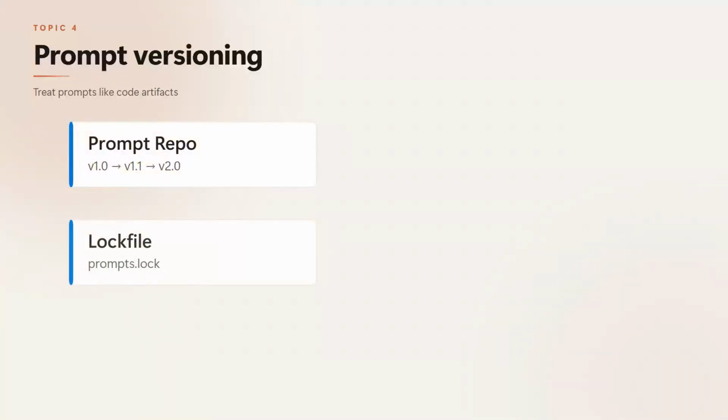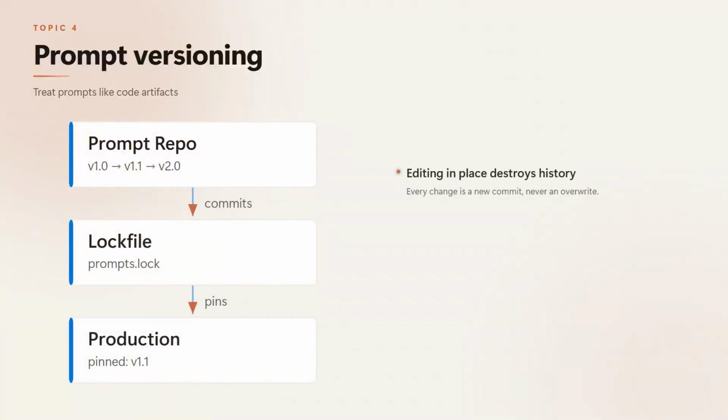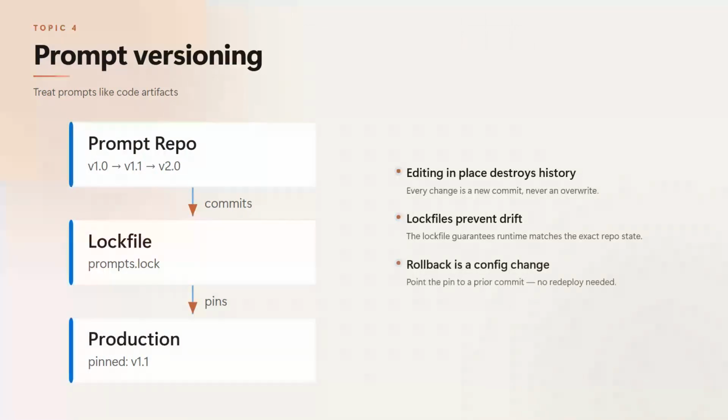A prompt edited in place has no rollback. Saying "we'll change it back" isn't a plan, because nobody recorded what it was. The fix is to treat prompts the way we treat code: store them in a registry with version tags, pin the running config to a specific version, and lock that version's content with a hash. That way, rolling back is a one-line config change, not a scramble.